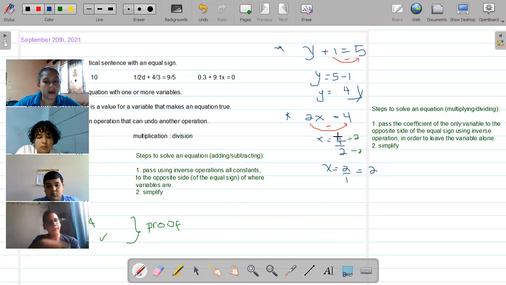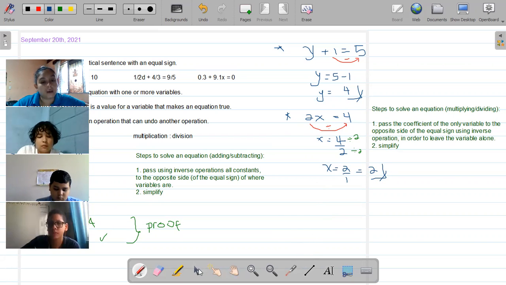The other way was just going ahead and saying, okay, 4 divided by 2 is 2, and that's it. Now I do the proof mentally, and I say, if the x is 2, then 2 times 2, yeah, it is 4. So it is correct. Okay.